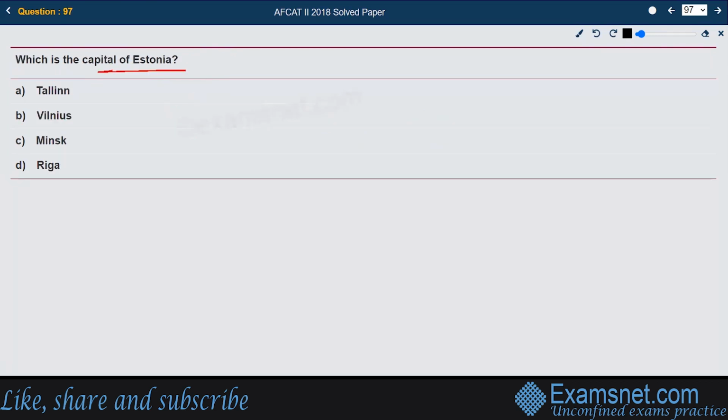Next, which is the capital of Estonia? There's a country called Estonia. What is the capital of Estonia? The right answer is Tallinn. That is the right answer. The capital of Estonia is Tallinn.